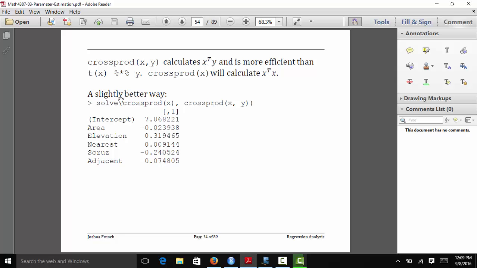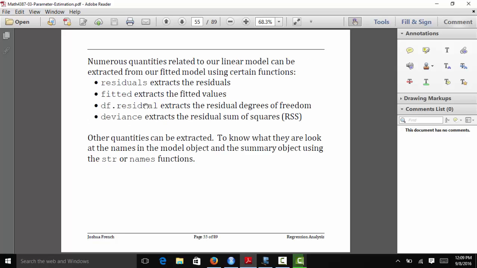So we can compute these things by hand, but it seems like it'd be really great if we could extract some of these quantities automatically from R. So is there functionality for doing that? And the answer is yes. There's a variety of functions that we can use to obtain information directly from the fitted linear model.